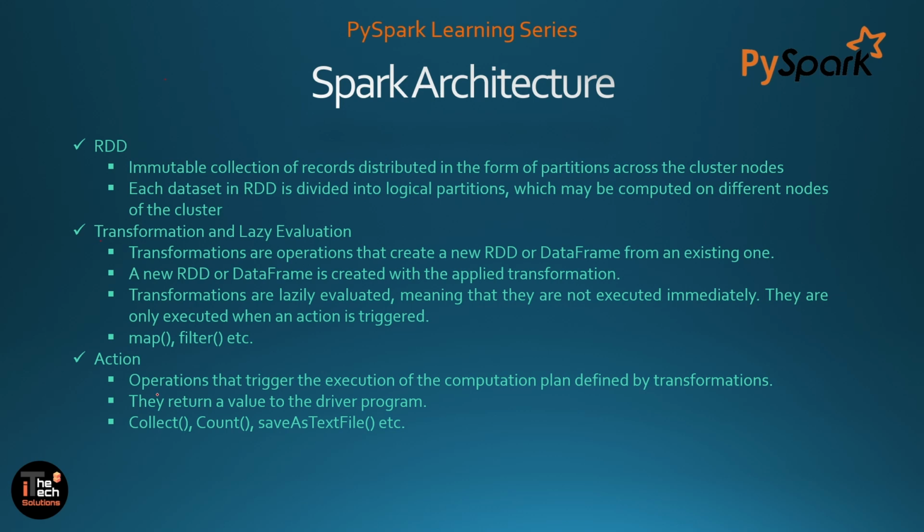All these things are termed as actions, and as soon as an action is performed, it triggers the execution of the DAG, or the computation plan that it has created. So that is where DAGs also come into the picture. For now, we will just remember that Spark follows lazy evaluation, and the actual data transfer and all the computation happens only when it encounters an action.